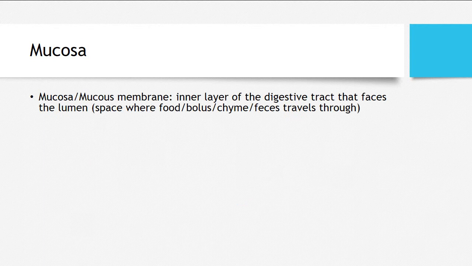Once again, the mucosa is the closest layer to the lumen, and it's the location where the food, bolus, chyme, or feces is going to be traveling through. It's called food when we're ingesting the food particles. It becomes a bolus when it's mixed with saliva.